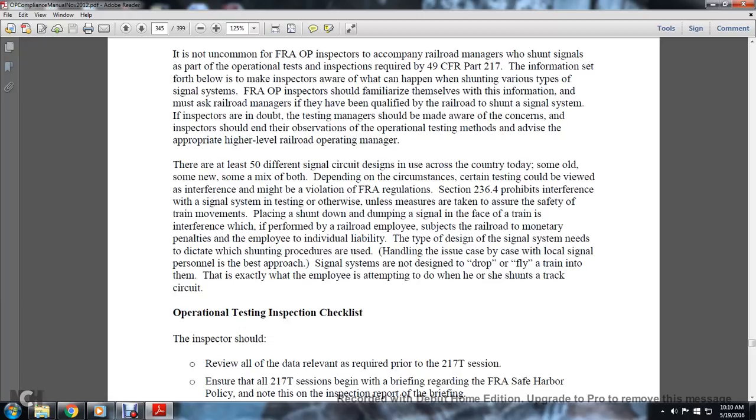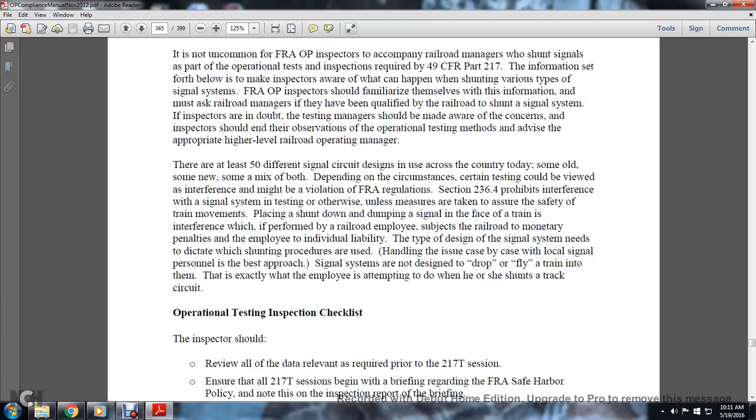Otherwise, unless measures are taken for the safety of the train moves, placing on the shunt and dumping the signal in the face of the train is interference, with the performing railroad employee subject to railroad monetary penalties, employing individual liability. The design of the signal system needs to dictate which shunting procedure is used. Handling the issue case by case with the local signal personnel is the best approach.